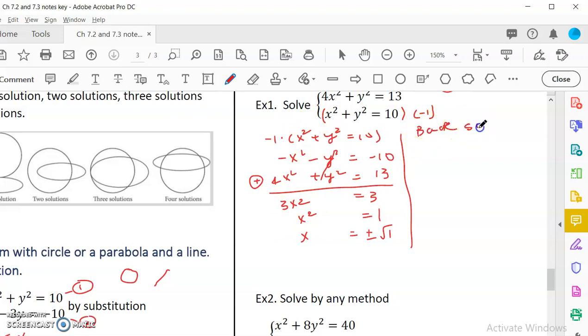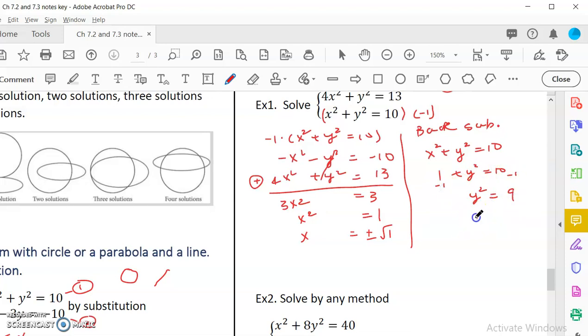Substitute back into the original equation. So x squared plus y squared is supposed to be 10. So I plug in x squared. I don't plug in x. I just plug in x squared, which is equal to 1, plus y squared is equal to 10. So y squared would equal 10 minus 1, which is 9.